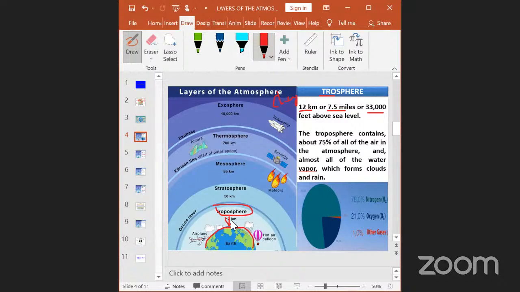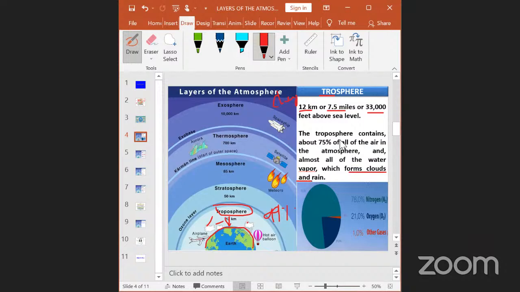Most of the clouds, you see here, this white one, appear in this troposphere because 99% of the atmosphere's water is found here only, right? That's why clouds appear in this troposphere only. The troposphere contains about 75% of all of the air in the atmosphere and almost all of the water vapor which forms clouds and rain, right? So that we should understand.